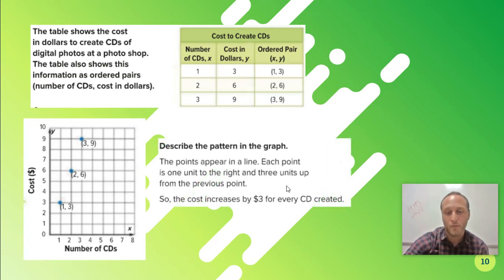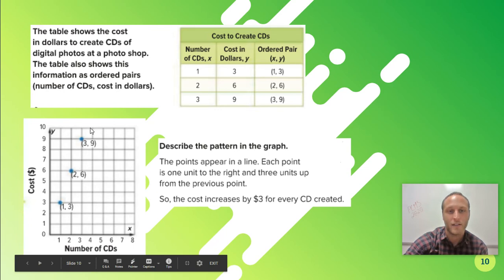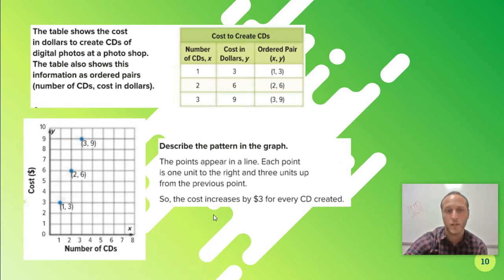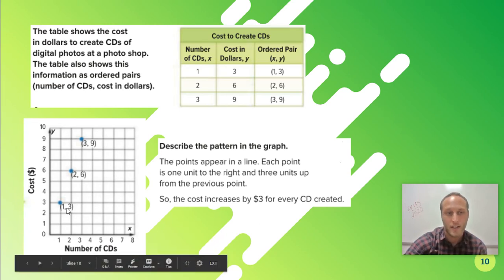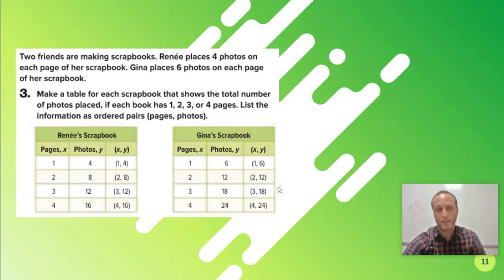And then if you look here, we can actually interpret this as a little pattern. The points appear in a line. So if I were to connect these together, it actually forms a line. Each point is 1 unit to the right and 3 units up from the previous point. So the cost actually increases by $3 for every CD. So you can see the price increase every single time we move on to buying more CDs.